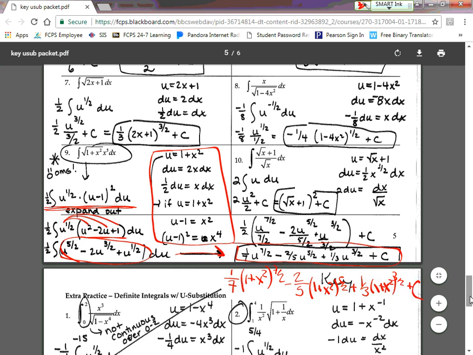3x plus c. Good question. All right, I think the last one I want to take a look at was one on the back side.